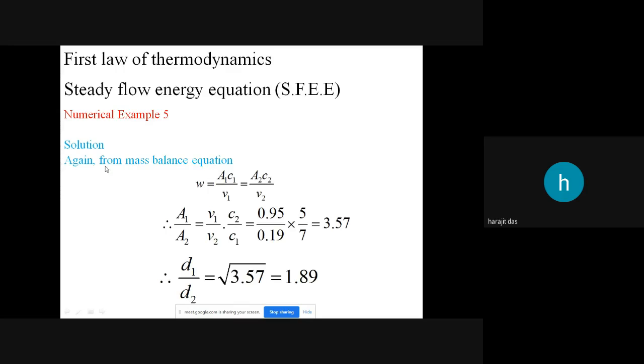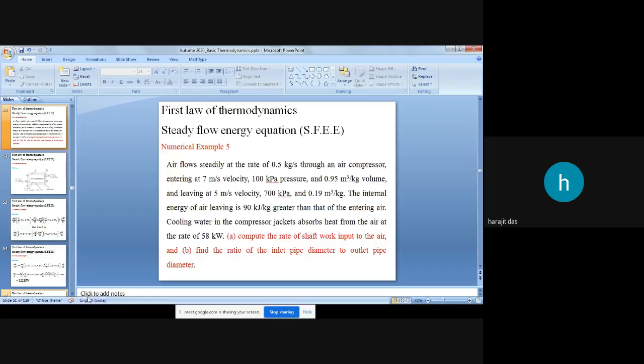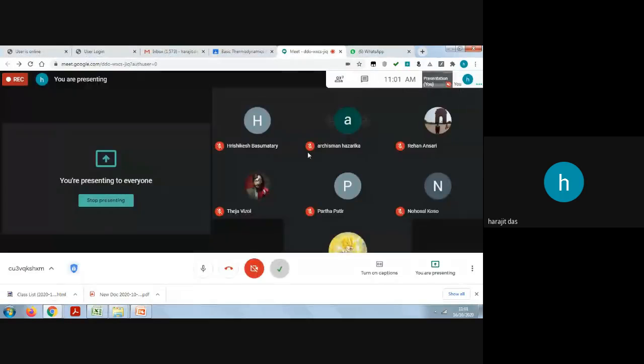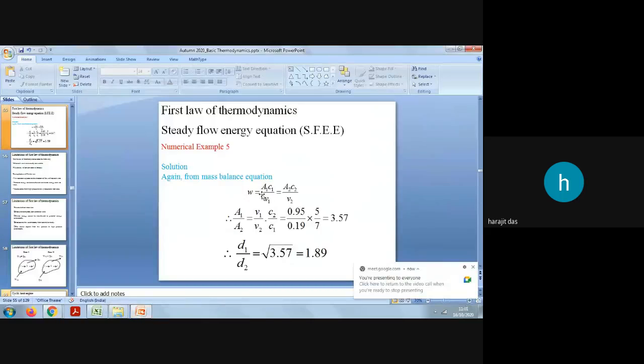For this you need to use the mass balance equation. Here w is the mass flow rate, so a1 c1. You have studied this type of equation in fluid mechanics, I think. So if you apply this, a1 c1 by v1, this is a1 in the continuity equation. You have also seen this type of equation, but this is the mass balance equation.